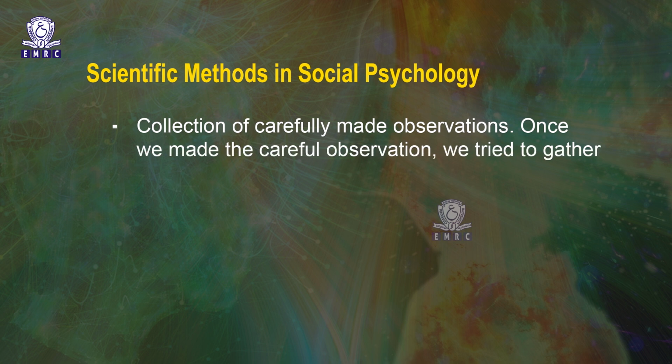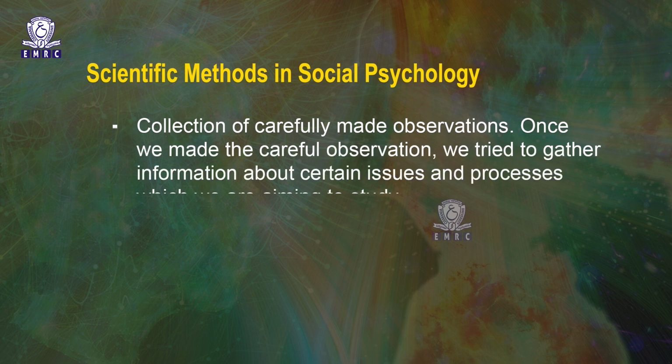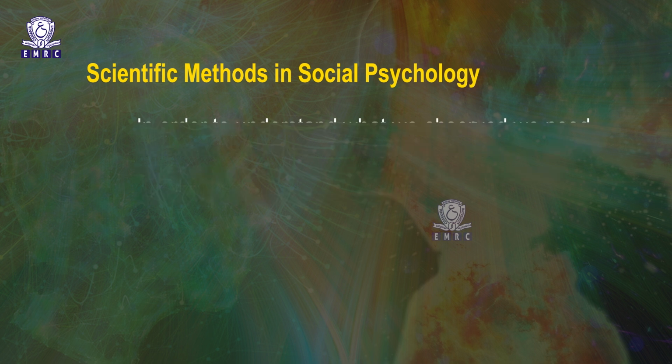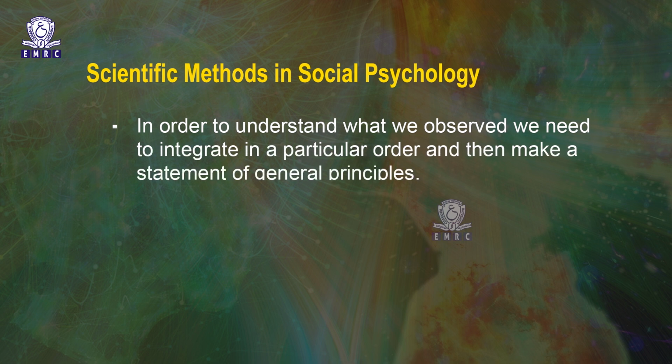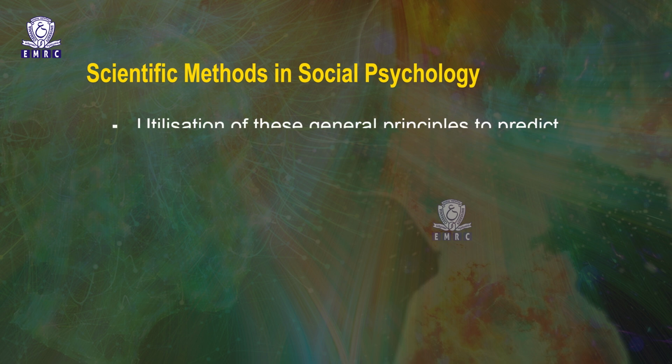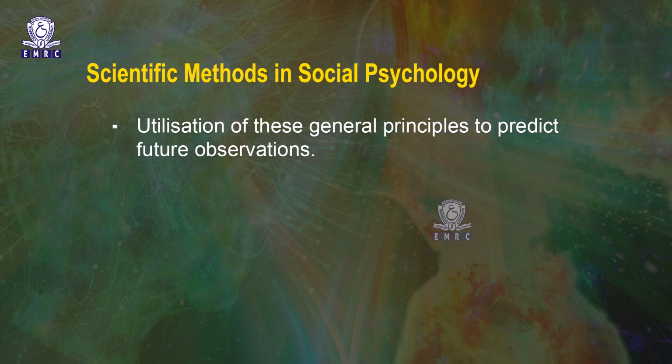Once we make careful observations, we gather information about certain issues and processes which we aim to study. The second step is, in order to understand what we observed, we need to integrate it in a particular order and then make a statement of general principles. And the third step is utilization of these general principles to predict future observations. So, many studies revealed certain results. Based upon that, we generalized how people think, feel and act.